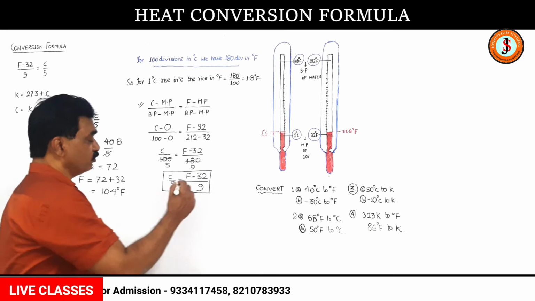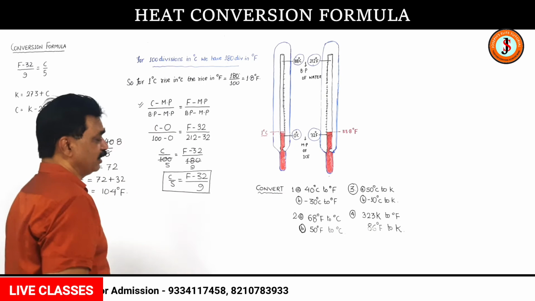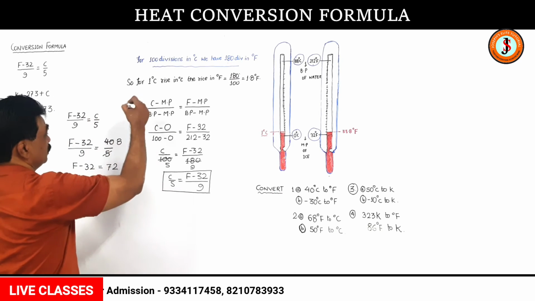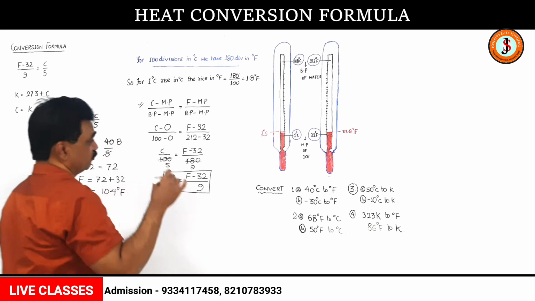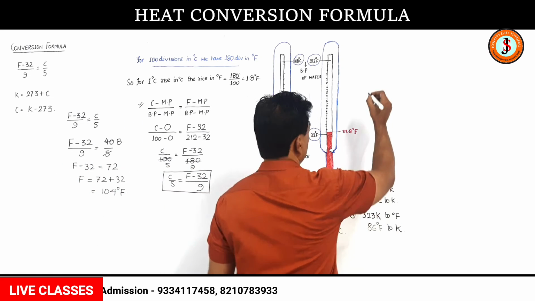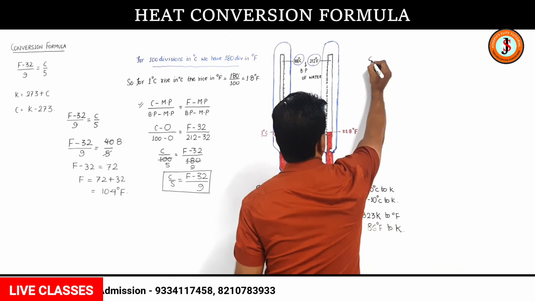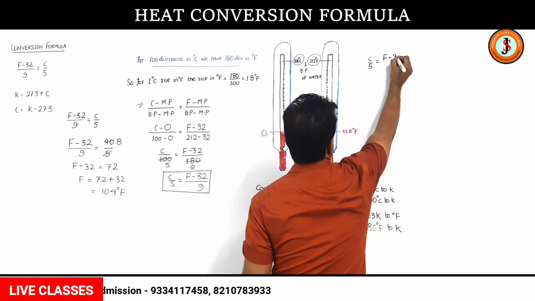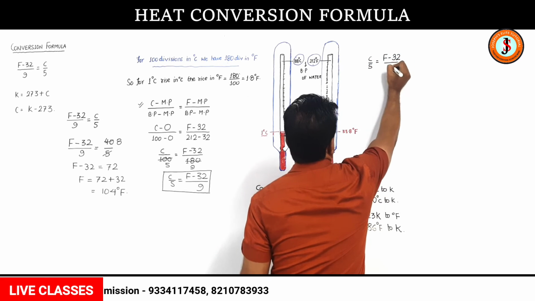Now if we have to convert 68 degree Fahrenheit to degree centigrade, we will write down this formula the other way around. We will write down like this: C by 5 is equal to F minus 32 by 9.